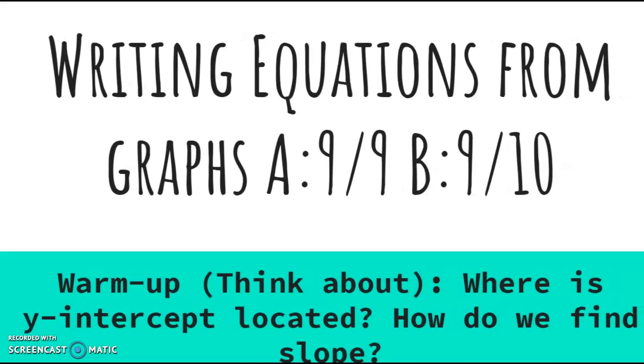Hi guys, so at the start of class, our warm up, or our think about, because we didn't have to write the answers down anywhere, was to think about where the y-intercept is located, and to answer how we find slope. So I was happy that students were able to tell me that the y-intercept is located on the y-axis. Remember, that's that first point that we find where our line is intersecting the y-axis. And the way that we find slope, or the answer that I was looking for, was by using rise over run.